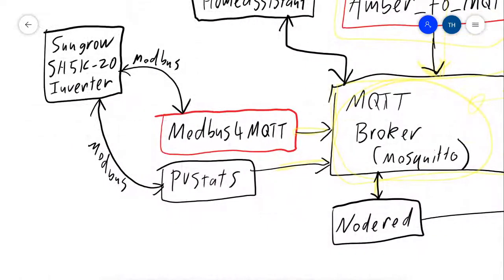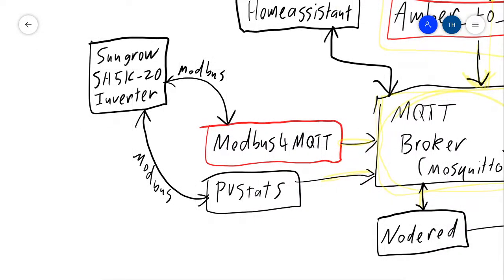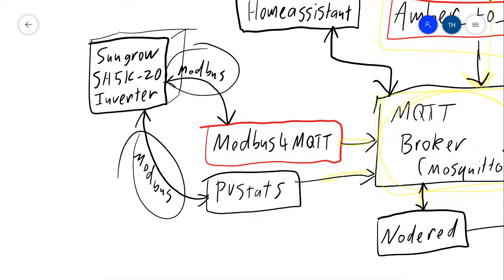In terms of other stuff, the inverter itself, the SunGrow SH5K20, I've pulled off the Wi-Fi dongle for security reasons, and I've put a cabled connection to it, and it talks Modbus TCP. I've got two things talking to it at the moment. They're kind of redundant. I've got PV stats, which reads some Modbus registers and writes the contents to the MQTT broker.